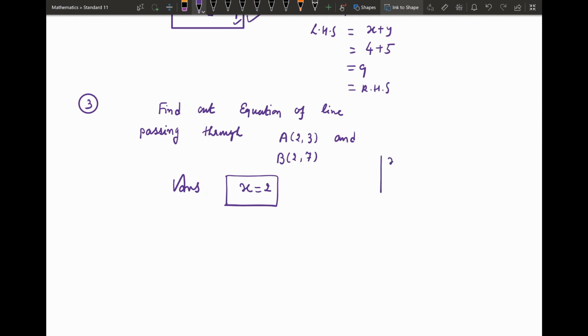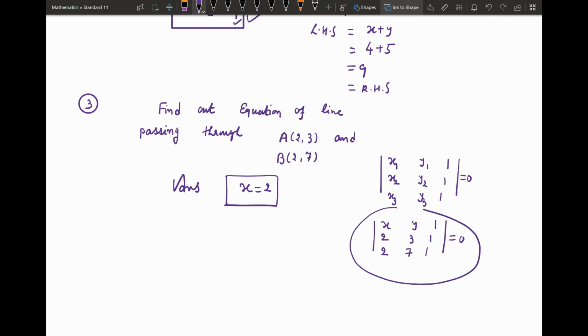When you use this formula, x y 1, x1 y1 1, x2 y2 1, so using this formula, x y 1, 2 3 1, 2 7 1, equal to 0. When you simplify this one, your answer will be x equal to 2.